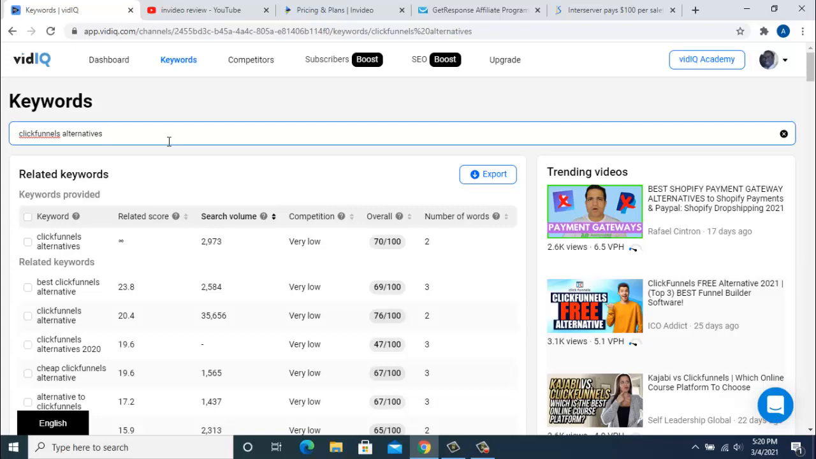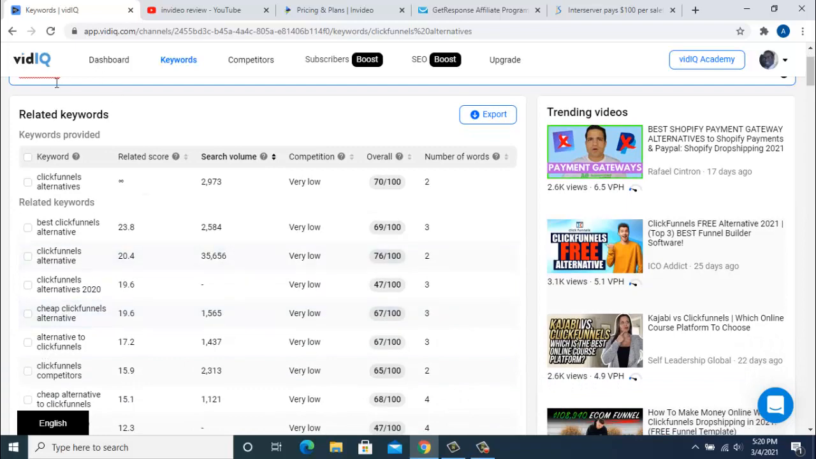Maybe they don't like the pricing, or maybe they are looking for a feature that is not available in this particular type of tool. Now they are actively looking for alternatives, right? So you can see here is 2,900 and it's also very low. Okay, best ClickFunnels alternative.